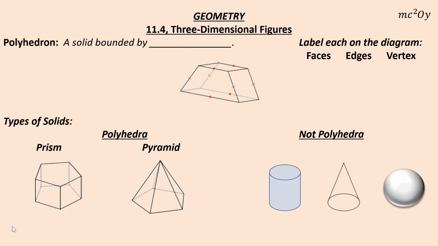7.4, three-dimensional figures. This lesson is a lot about vocab and a few skills, but it really sets us up for dealing with surface area and volume. So first, a polyhedron is a solid bounded by polygons.